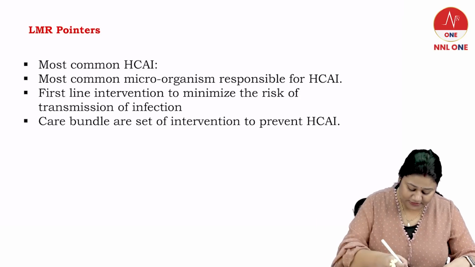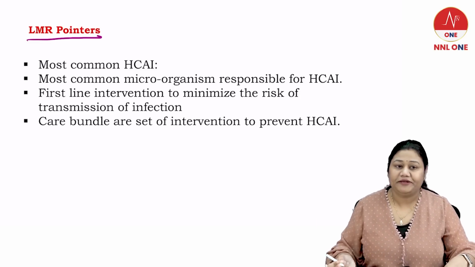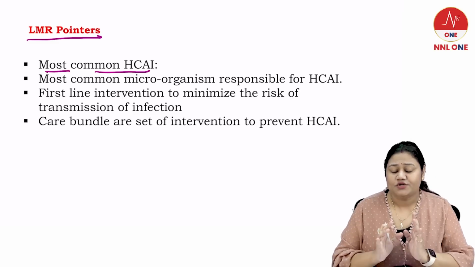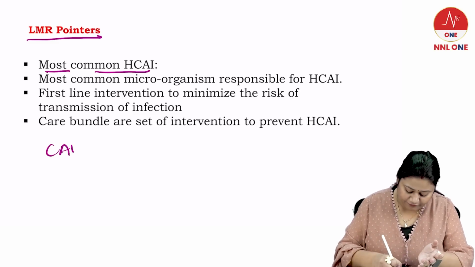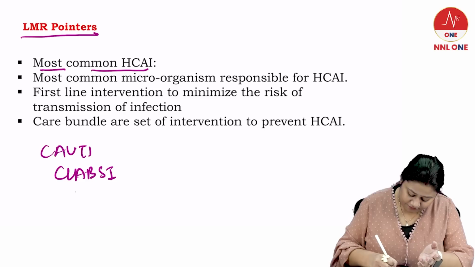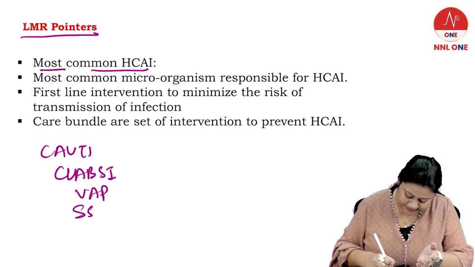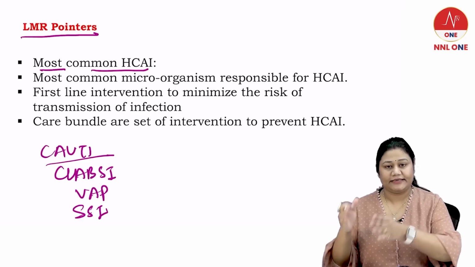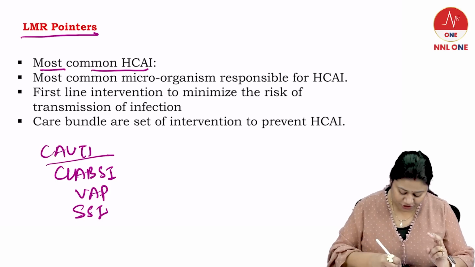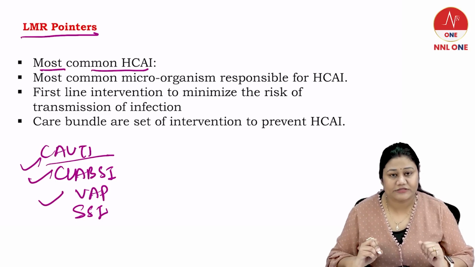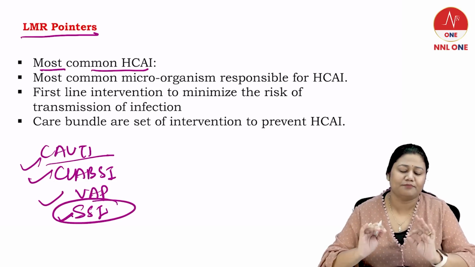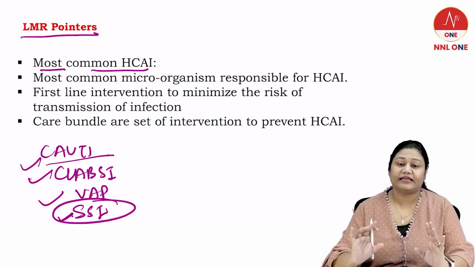Very good. Now let us quickly revise the last minute pointers of healthcare associated infection: which one is the most common? Of course CAUTI. What types of healthcare associated infection do we have? CAUTI, CLABSI, VAP, and SSI. CAUTI is catheter associated urinary tract infection, CLABSI is central line associated bloodstream infection, then we have ventilator associated pneumonia, and the last is surgical site infection. Surgical site infection is the most expensive healthcare associated infection.